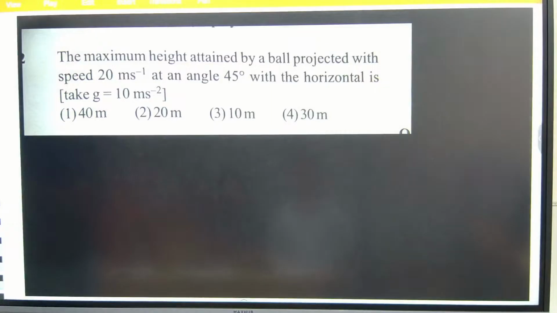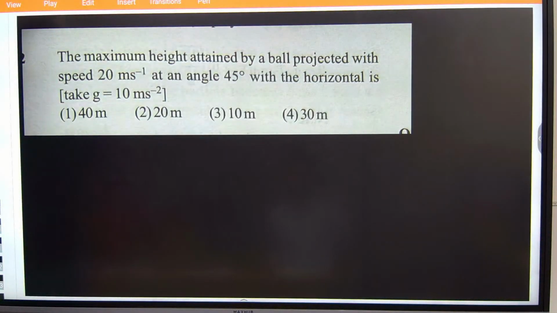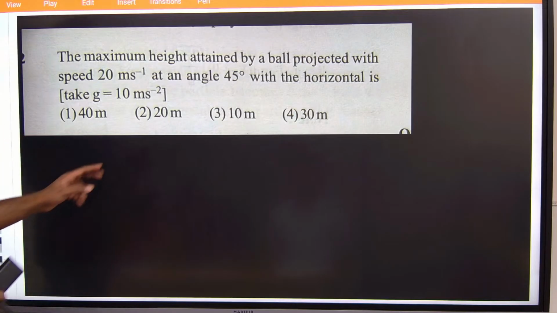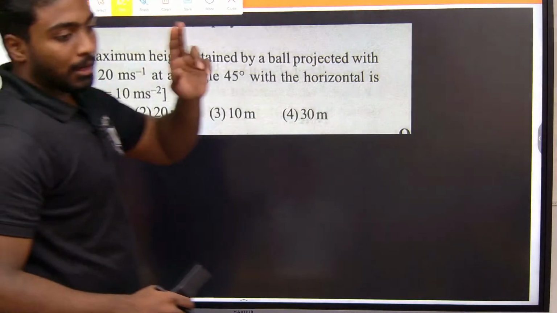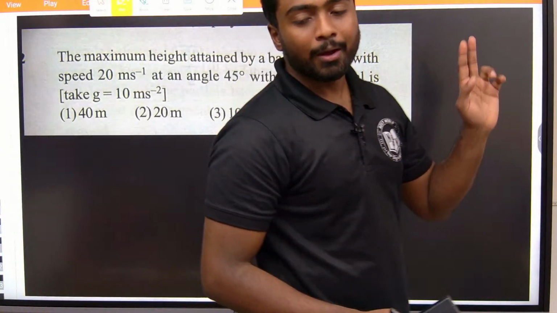Let's start with the question. The maximum height attained by the ball projected with speed 20 meter per second at an angle 45 degree with horizontal is. Now before doing the question, I will say one point.